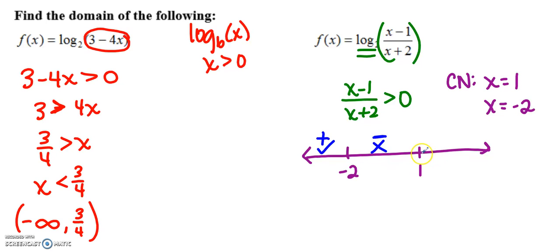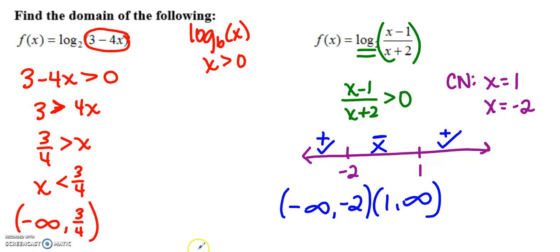Then if I pick a number from 1 until infinity, I'll choose 2. 2 minus 1 is going to give me 1 over 4, which is positive. And that does fit our greater than 0, which means our domain is going to be all the ones that came out positive or true in this case. So negative infinity to negative 2, and 1 to infinity for our domain. So yes, things we have learned in previous units are important for our current unit. What?